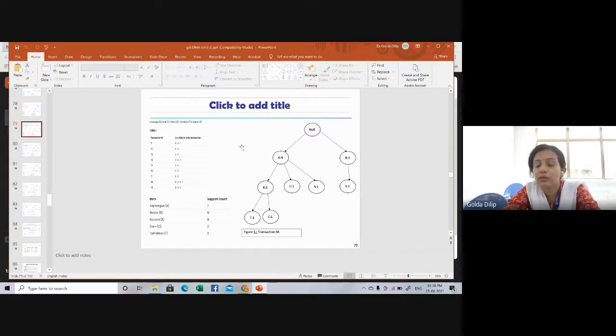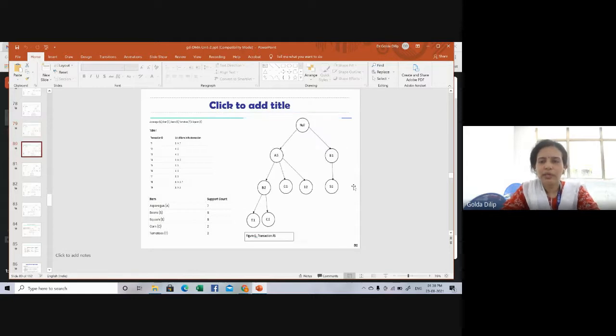Sorry, not this. This is transaction 5, so this one to the right hand side. From root, you don't have a link to item B. So you create a link to the right hand side with a frequency count 1. Then the next is S. From B, you create the new node S. So this is BS, transaction 5. Next is transaction 6.